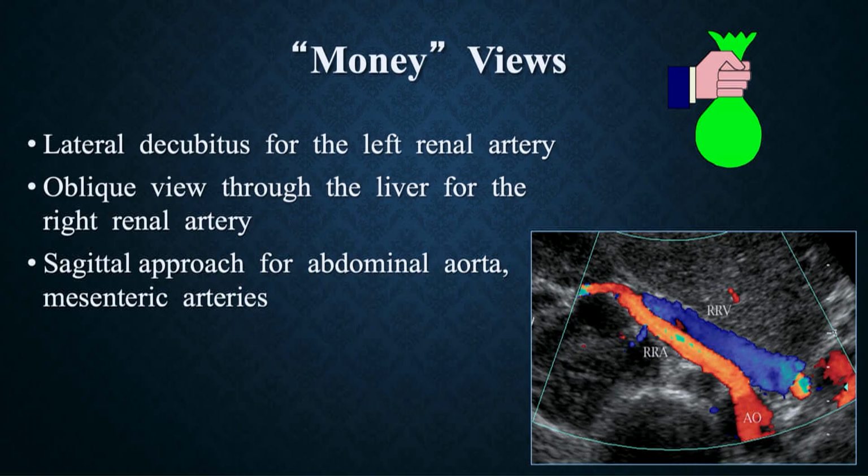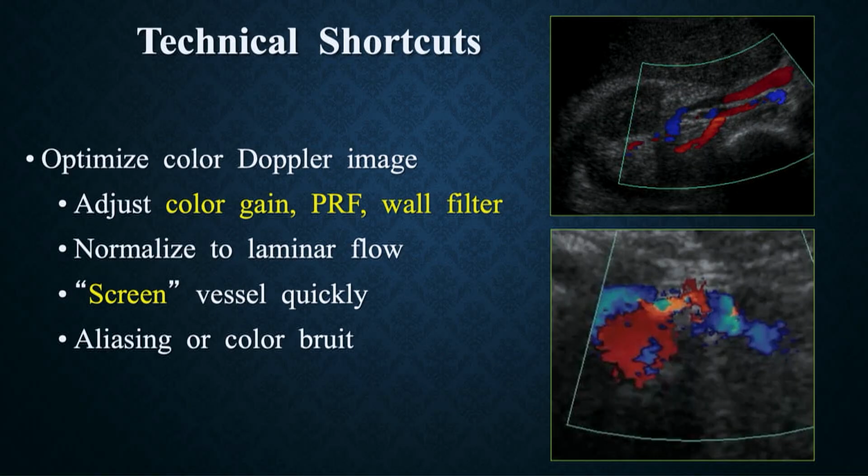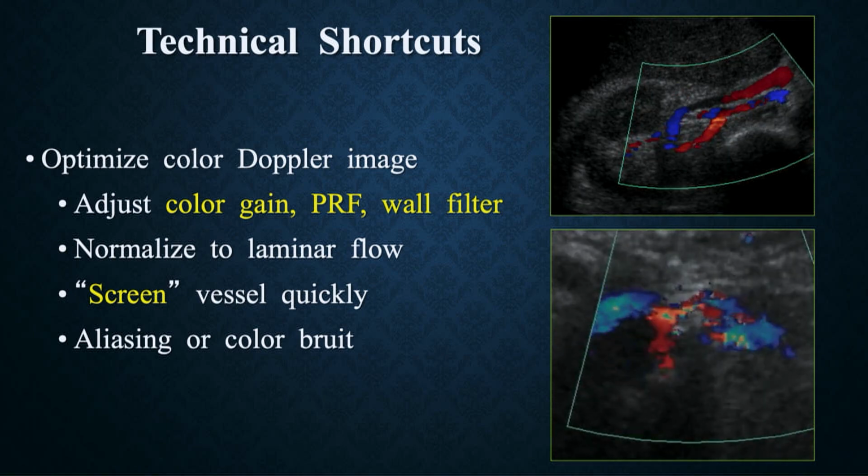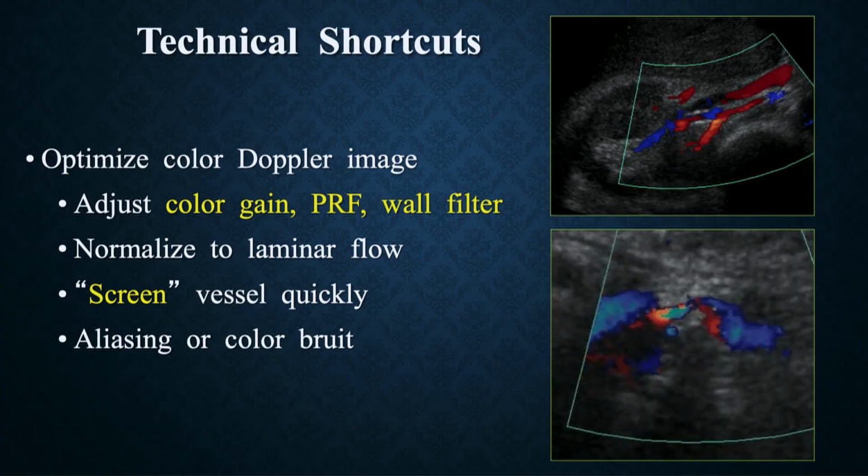Here we are again, scanning through the liver. For the left renal artery, we turn the patient left side up, we scan through the kidney. It really facilitates the examination. For the abdominal aorta, again, turning the patient side to side, moving away from the bowel gas, shifting the bowel gas to the side, allows you to see the aorta very well. Another thing to consider is optimizing the color Doppler image. I think the key as well is not just identifying blood flow, but looking for flow disturbance.